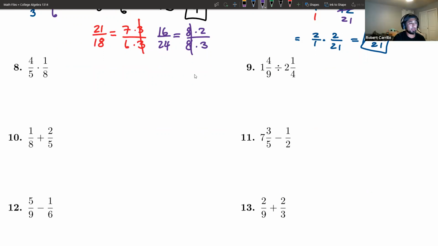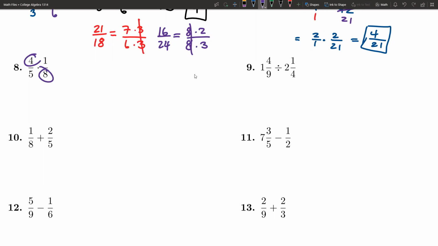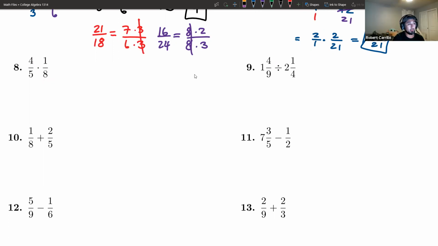So 8 is 4/5 times 1/8. So we want to multiply these. And again, we see that there are 2 common numbers, the 4 and the 8, so we can cross cancel those. If you take a 4 from 4, you get 1. 4 from 8, you get 2. What this leaves us with is 1/5 times 1/2, and multiply straight across, and you get 1/10. All right, that one was easy, right?